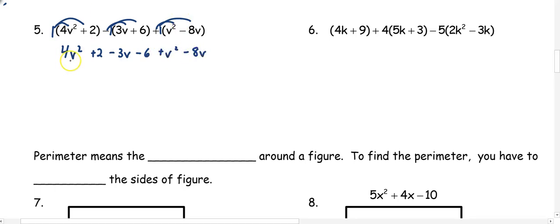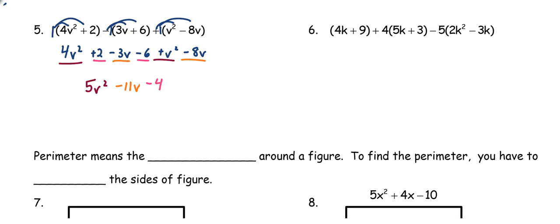So when I go to combine like terms, I have 4v squared plus v squared, which gets me 5v squared. I have negative 3v minus 8v, which gets me negative 11v. And I have 2 minus 6, which gets me negative 4.